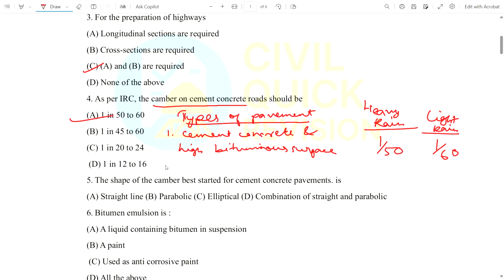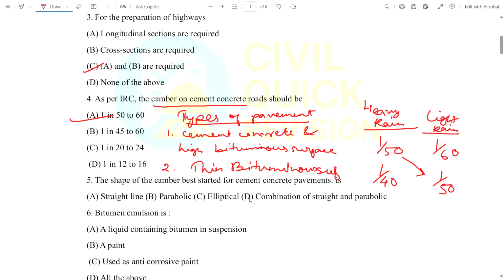And the other types of pavement I will discuss later, but if you want to know, for thin bituminous surface, I will just write it. Okay, for thin bituminous surface, heavy rain to light rain is how much? In heavy rain you can write 1 in 40, and in light rain 1 in 50. Alternatively, you can write it like that: 1 in 50 in the light rain.